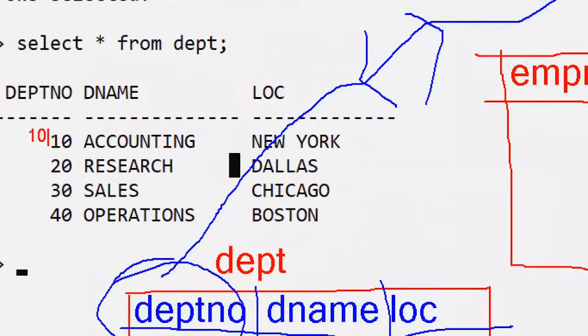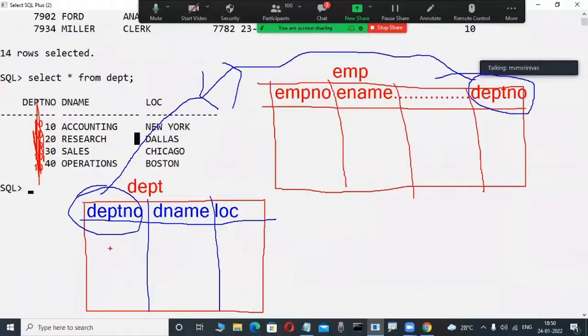10 is 1 time, again 10 is 2 times, again 10 is 3 times, again 10 is 4 times, 10 is 5th time is there. No, not there. Duplicate data is not there. Only 1 time only 10 is there. Check it out here. 1 time only 20 is there. 1 time only 30 is there. 1 time only 40 is there. Check it out. Yes, without any knowledge also.